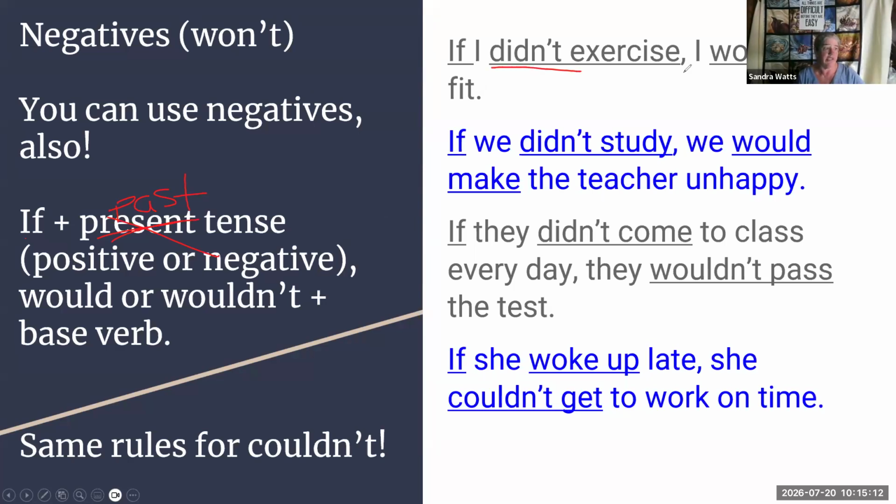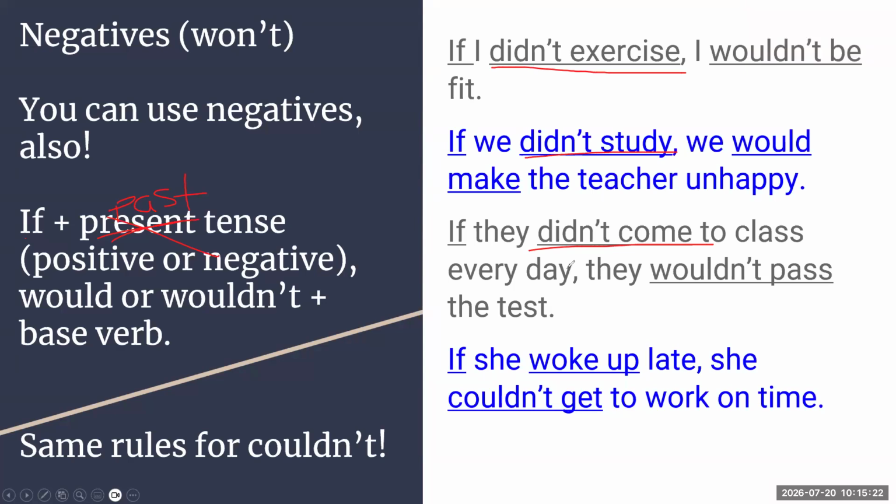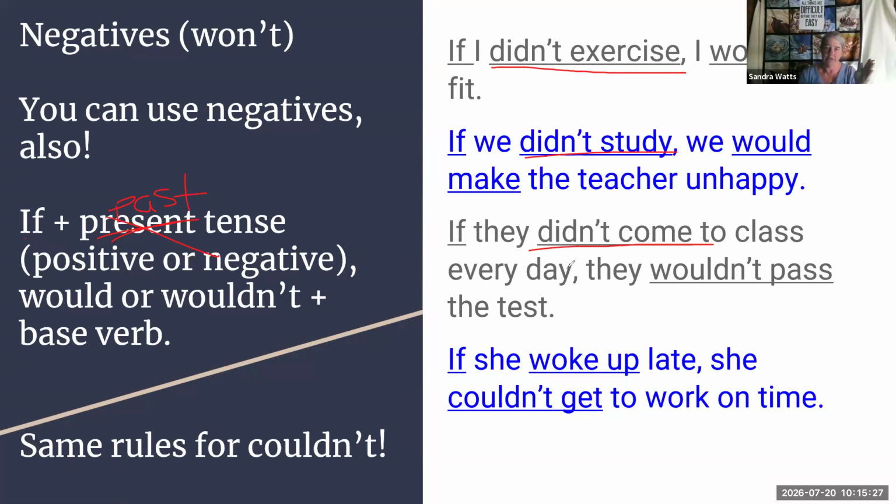So you can say if I didn't study. Sorry, exercise. If I didn't exercise. If they didn't come. It doesn't matter if it's positive or negative, it's still the rule: if plus past tense. And then you can do would, or the negative would be wouldn't. So if I didn't exercise, I wouldn't be fit.